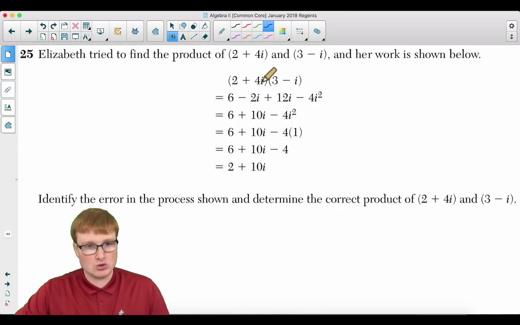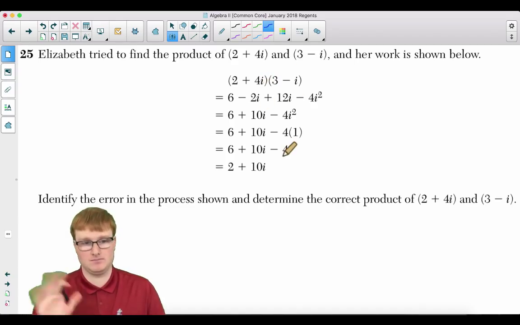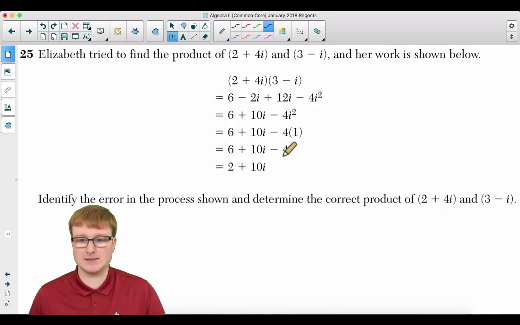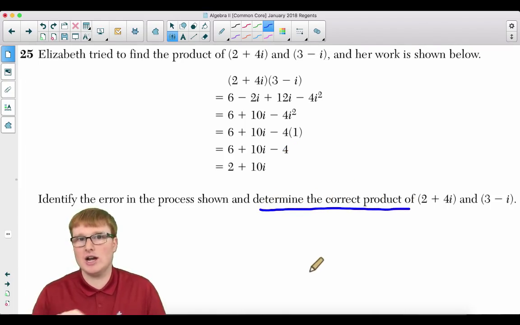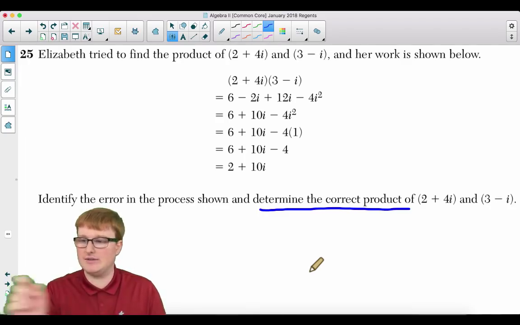Question 25 says, Elizabeth tried to find the product of 2 plus 4i and 3 minus i, and her work is shown below. Identify the error in the process shown and determine the correct product of 2 plus 4i and 3 minus i. So you have to be a smart test taker here. It specifically says to determine the correct product. So your answer should not be, nope, she's correct, everything's correct. Otherwise, they wouldn't have asked you the question.